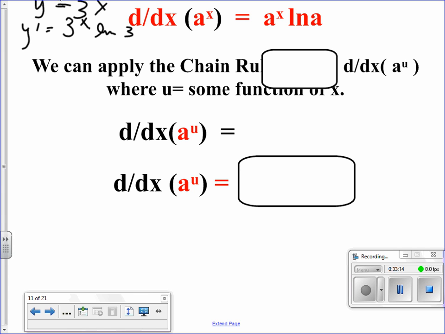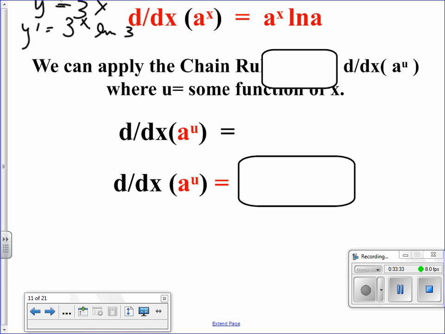Why didn't we need that when we had e to the x? ln of e is 1. The derivative of e to the x is e to the x times the ln of e. We just don't need that.